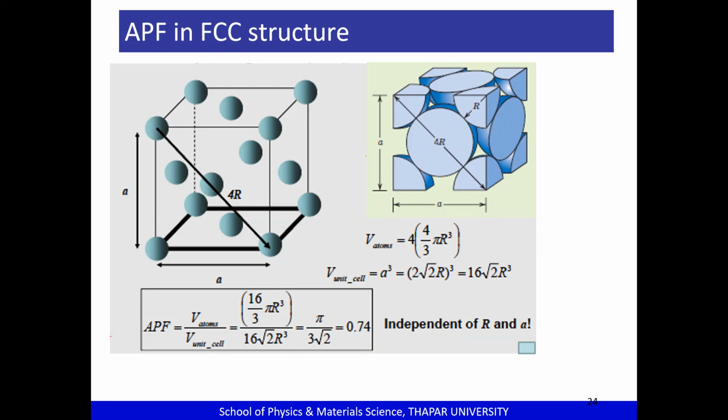An interesting fact is that APF for the face-centered unit cell is independent of the value of r or a. It is just a numerical number, which is 0.74. It means 74% of the total volume of the unit cell is occupied. Amongst all crystal unit cell types, this is the highest packing efficiency.